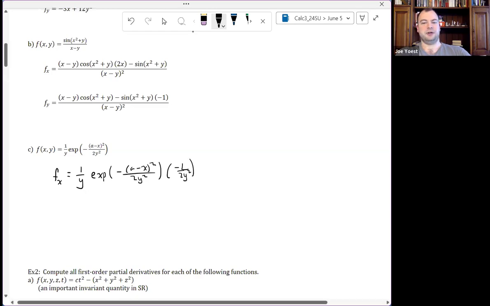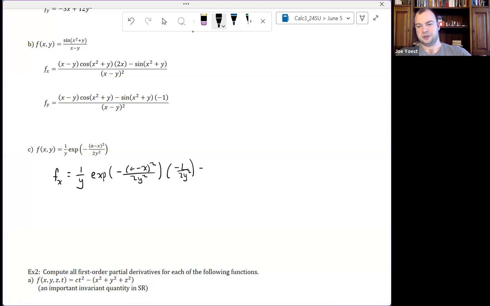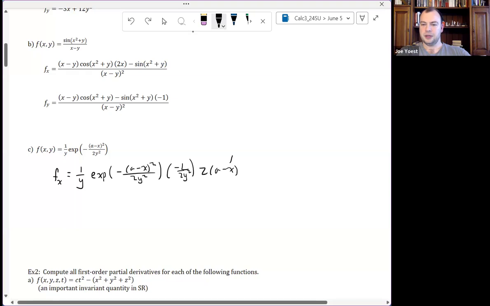It just comes out of that derivative, times d by dx of a minus x squared, that is 2 a minus x to the first. And then again, another application of the chain rule pops out a factor of -1 from this minus on the x here. And that just makes this a +1. That 1 over 2y squared just gets a +1 now. And I'll leave it like this. I mean, we could simplify it a little bit, but I'll leave it here.